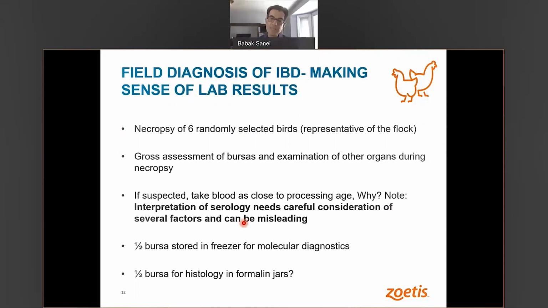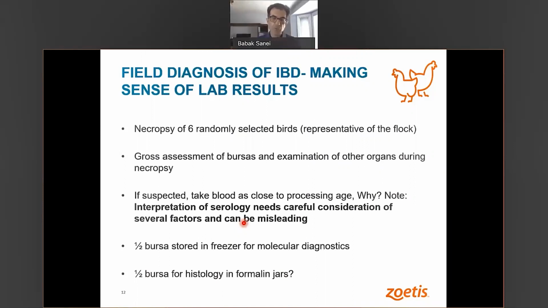Why? Because the bird needs at least 10 to 14 days for the immune system to produce antibodies that you can measure with that test. So if the flock is infected at around 22 days of age, and you take a sample at processing at around 35 days of age, then you actually see a good titer, because the flock had enough time to be exposed and show high titers. So again, the interpretation, you have to think about it.